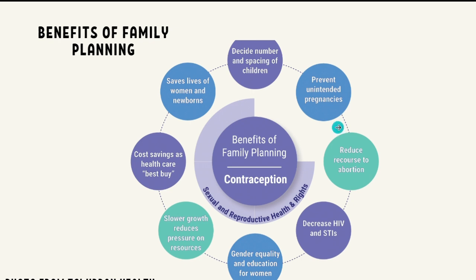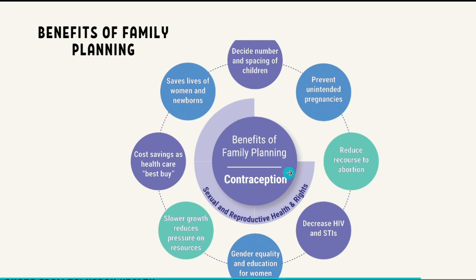It also reduces the recourse to abortion. These are both connected, because with an unintended pregnancy, people might say, I don't want a child, I will get an abortion. If you do family planning, you won't get pregnant if you know you don't want a child. So it reduces the opportunity to have an abortion. And getting an abortion can have risks to it.